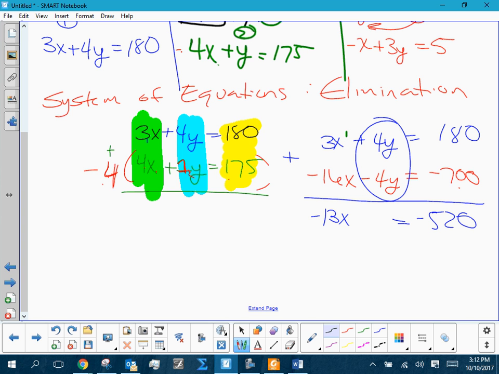Okay. How many times does 13 go into 52? Okay. 4 times. Okay, so 13, they're both negative, so I don't care, so I'm going to assume they're both positive. 52 divided by 13 gives me 4, so 520 divided by 13 would give me 40. Make sense? So x is 40.